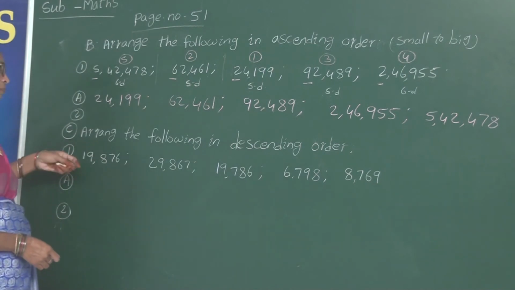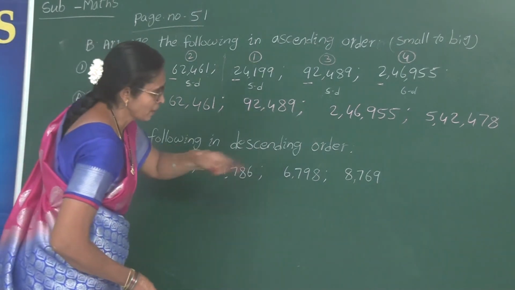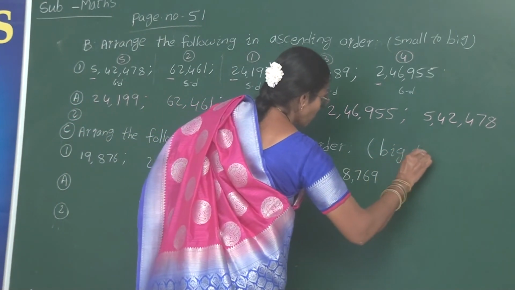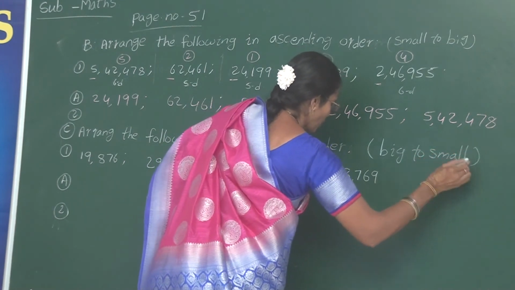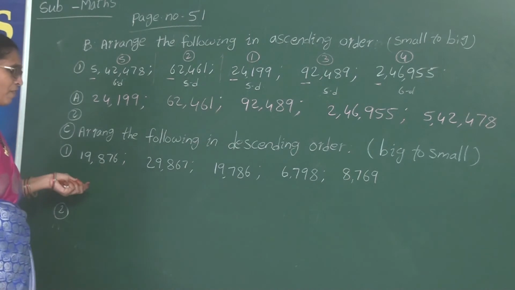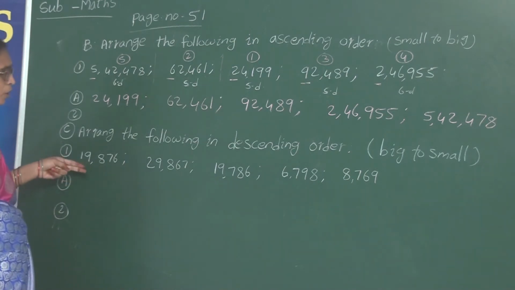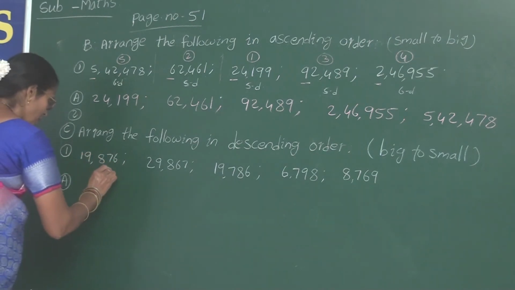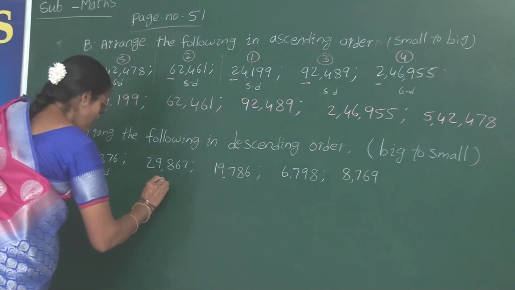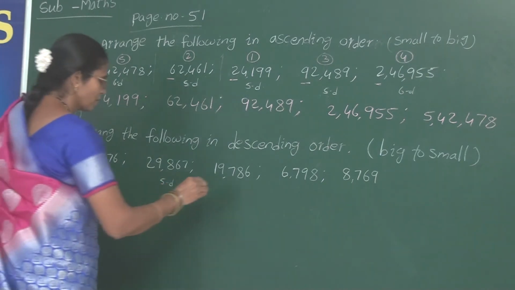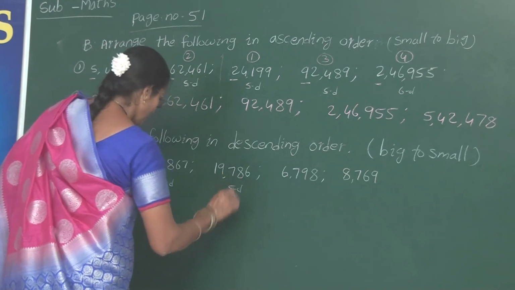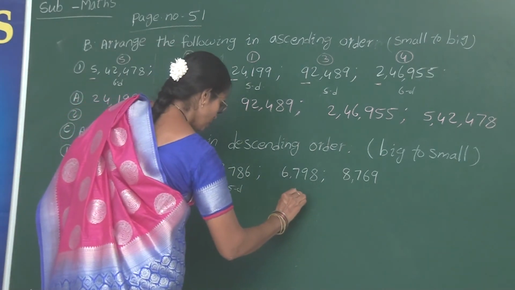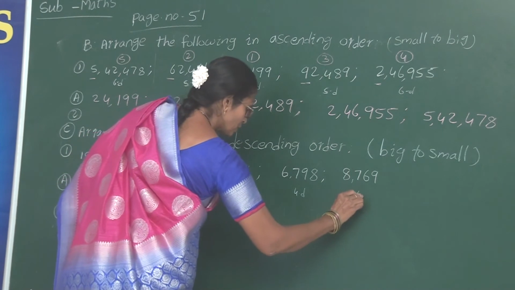Okay. Now come to the C Roman. This is descending order. Descending means it is big to small. First of all, we want to count the digits. 1, 2, 3, 4, 5 digits. It is a 5-digit number. And this one also a 5-digit number. And this one also a 5-digit number. This is a 4-digit number. And this is also a 4-digit number.